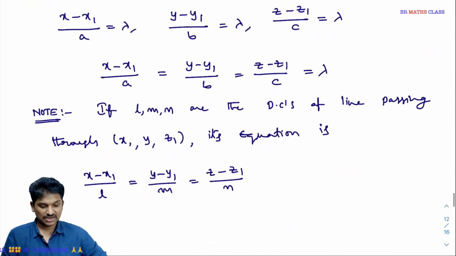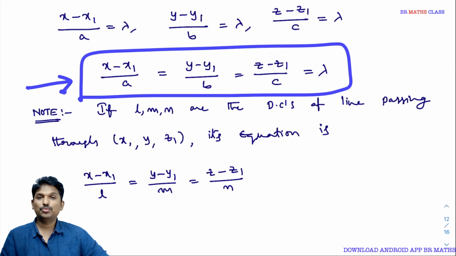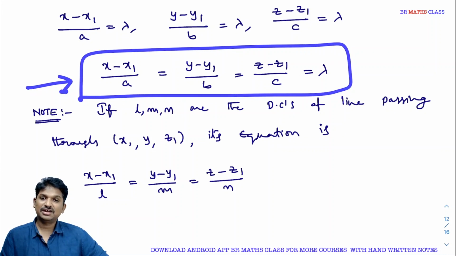And what is this one? This is the equation of a line in Cartesian form. Which line equation? The line passing through the point x1, y1, z1 and parallel to the vector a i cap plus b j cap plus c k cap. If you are in a position to answer this, then only we can start exercise problems.